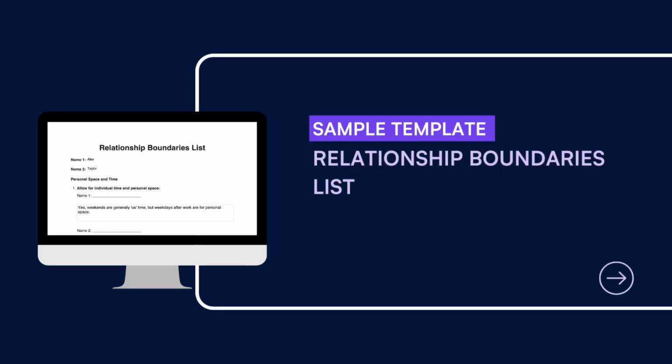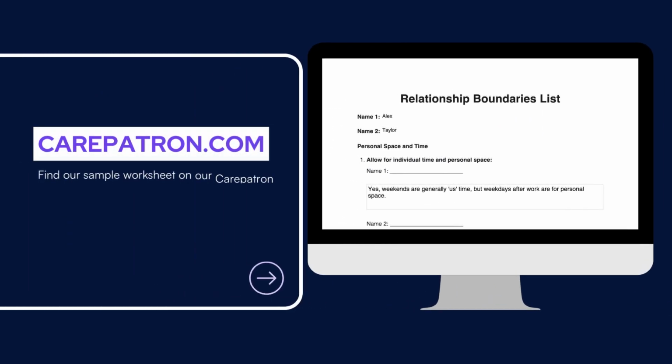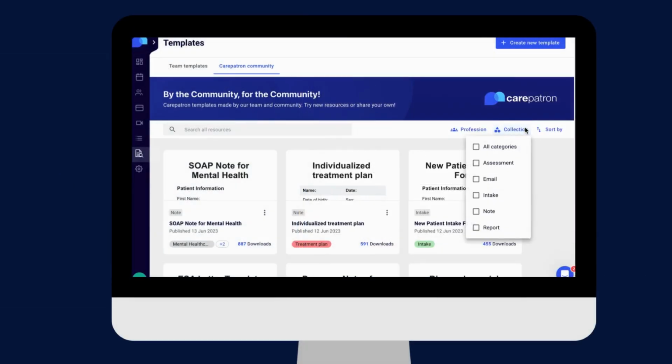Here is a sample of our relationship boundaries list, which you can find on our Carepatron platform. To find our relationship boundaries list, go to our Carepatron platform or click on the link in the description. In our template section, we have a range of templates and worksheets for you to use with your patients. You can filter or type in keywords to find the worksheet.